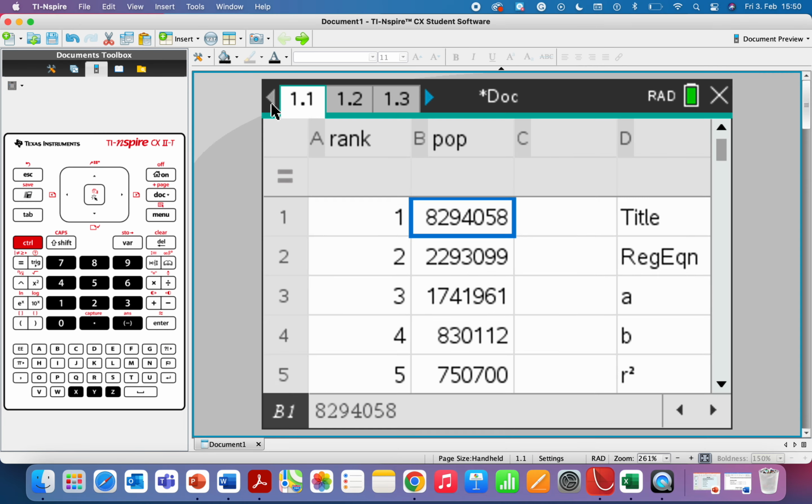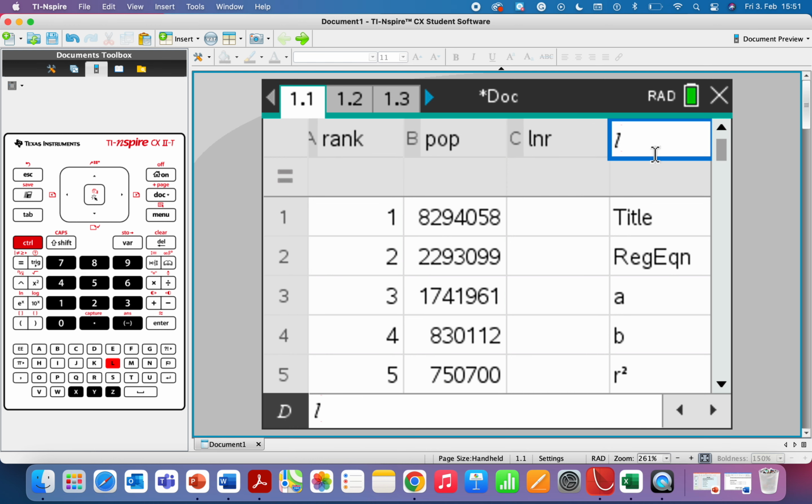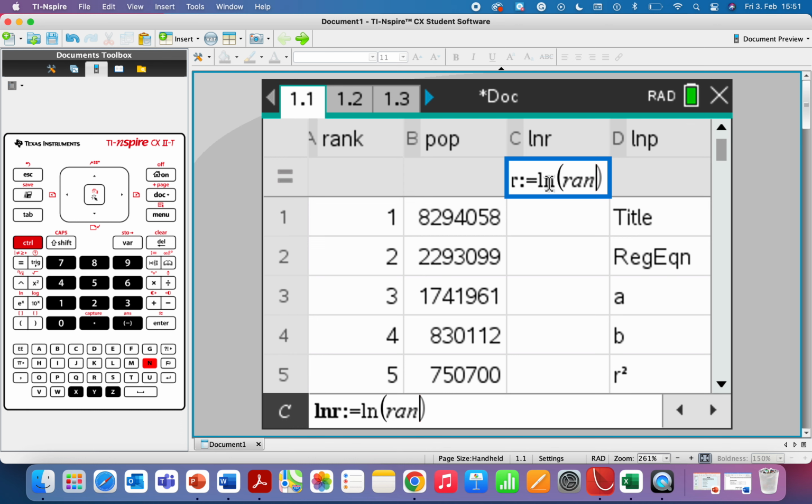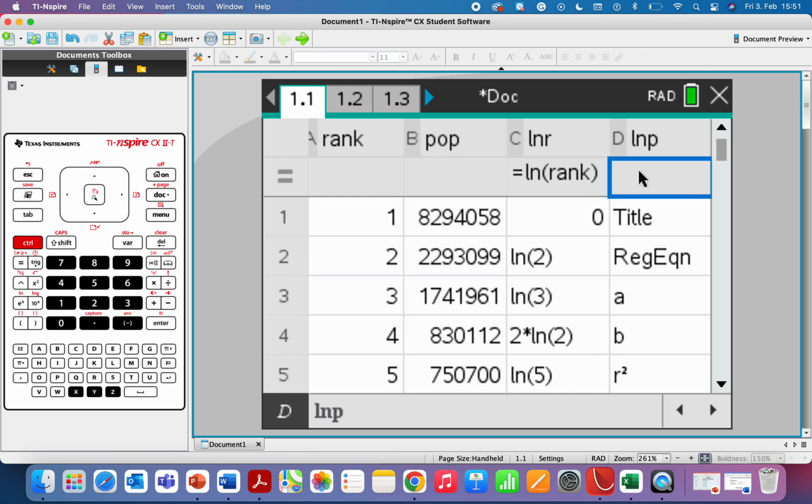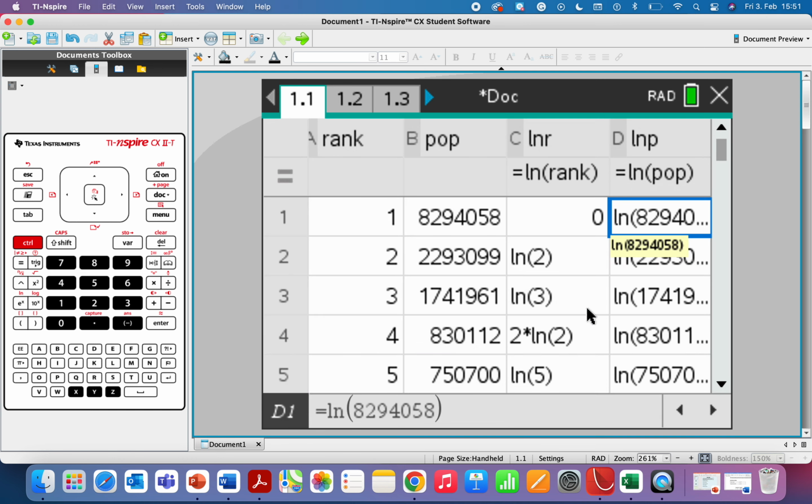On our TI-Nspire, back in the spreadsheet, I'm going to take the logarithm of both data sets. So in here, I'm going to put ln for log of the rank, and put natural log of the population in here. And I'm going to put a formula in here, equals natural log of rank. And in here, I'm going to put a formula, equals natural log of pop. I'm going to overwrite. Beautiful.